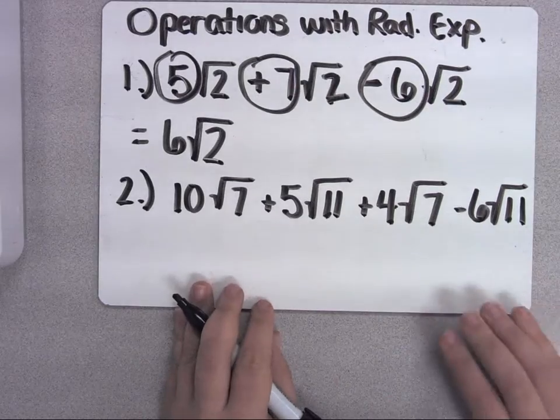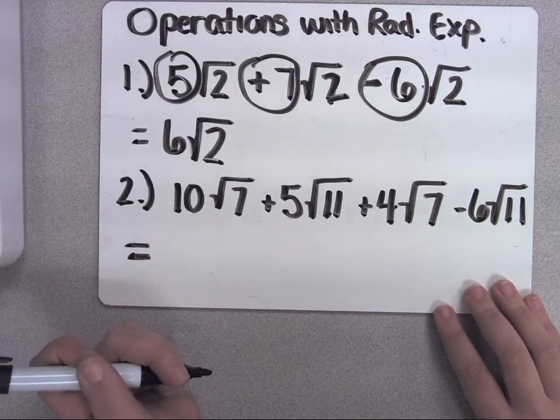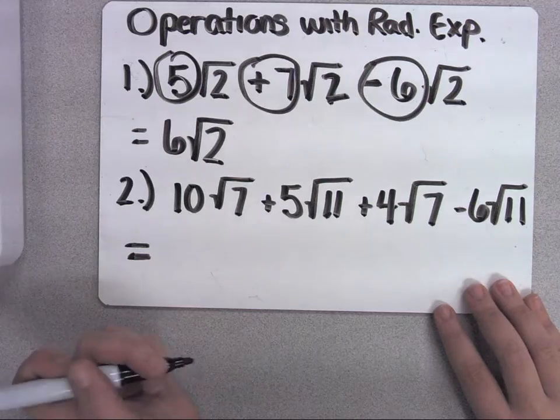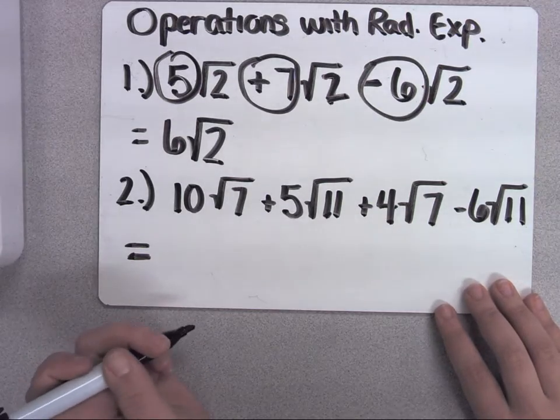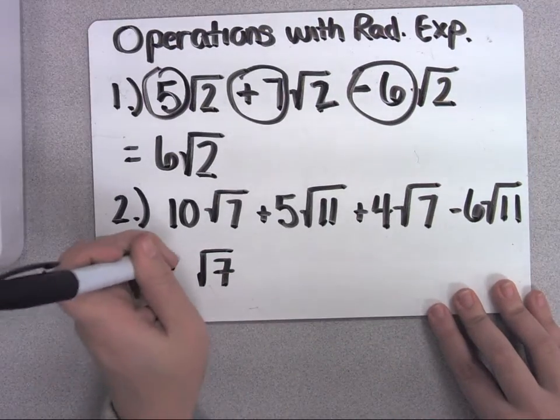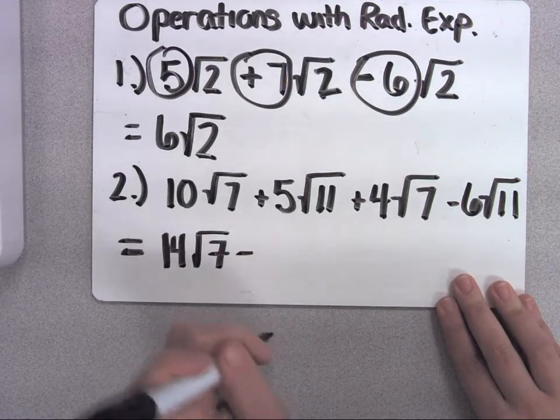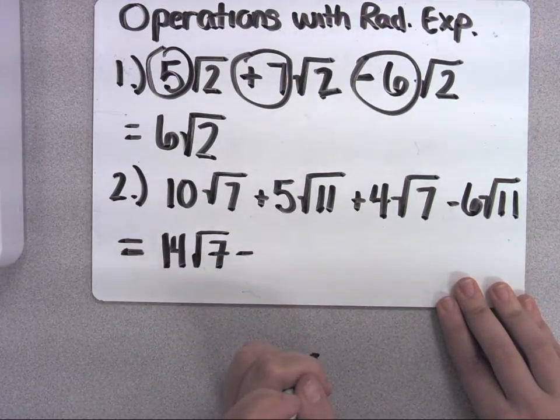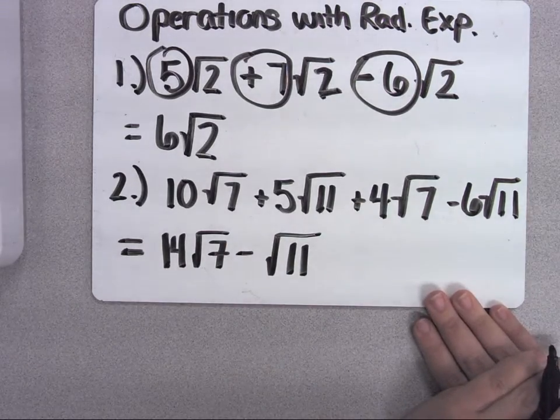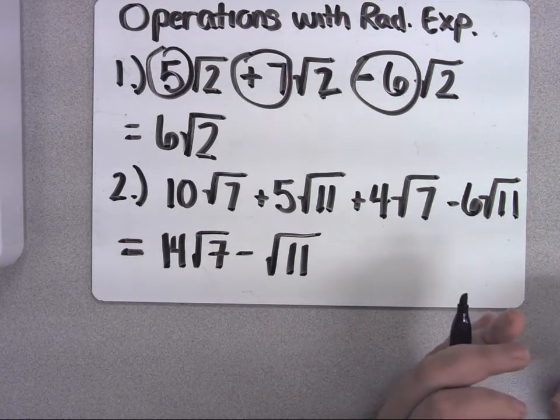Almost ran out of room on my board. Now with these ones, what are we going to do? Yep, do the 7s, add only the whole numbers together, and then take the 11s and add only their whole numbers together. So I got what square root 7 when I'm done? 14. And then am I going to put plus or minus? Minus. And then do I have a number? Technically it's 1, so do I have to write it? Nah. Square root 11. Do you think the order really matters, if I put the square root of 7 one first or the 11 one first?